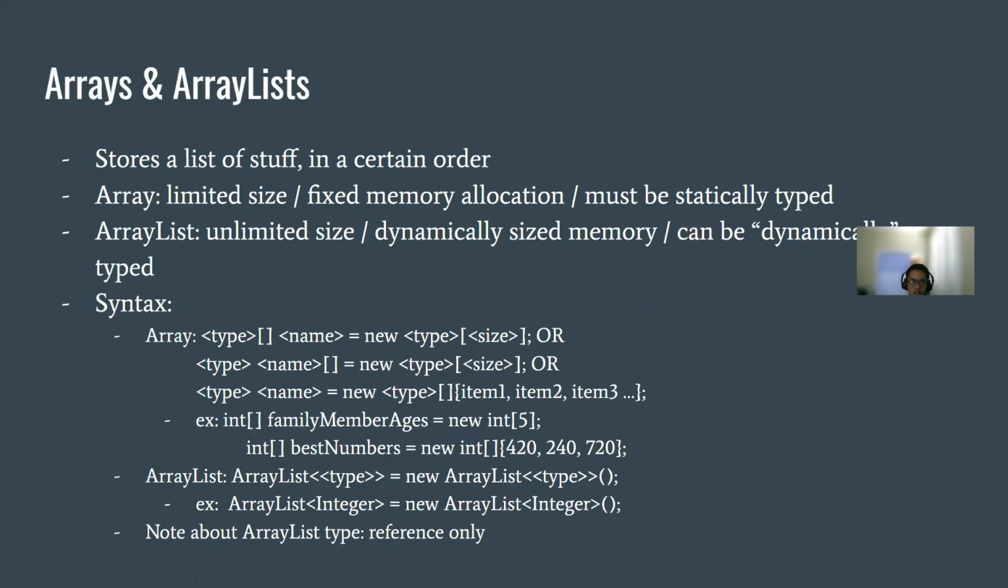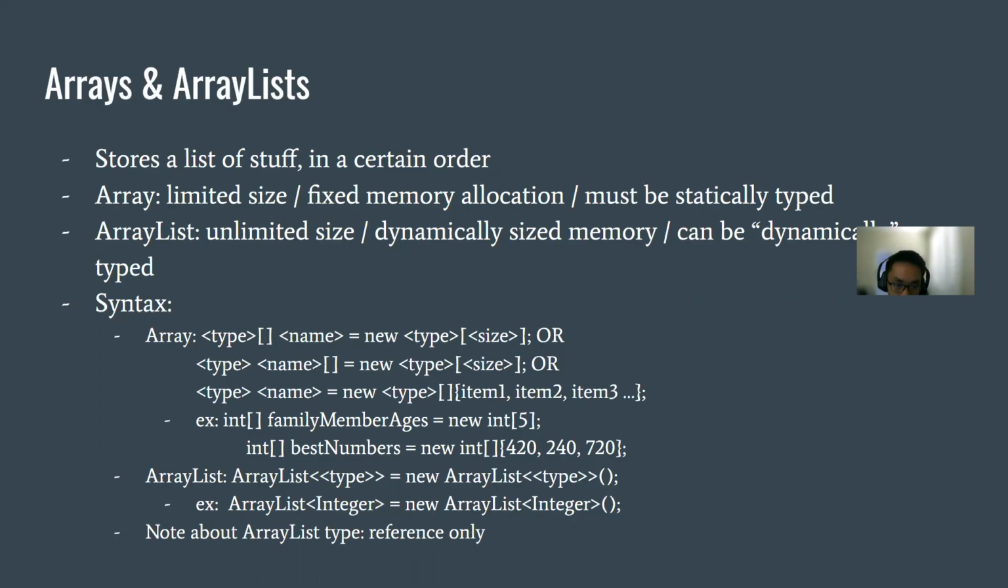For an array, it's limited in size. You fix the memory allocation, and it must be set up for types. Limited size means if you say it's 5 elements, you can only have 5 elements. You can't go bigger, even if you wanted to add. It also means the memory is fixed. And it must be statically typed, which means when you create an array, you have to tell it whether it's an array of strings or doubles or ints, whatever type you want to make it.